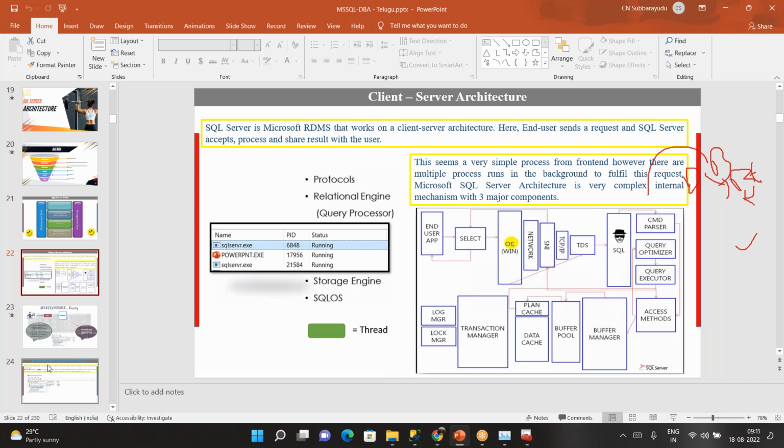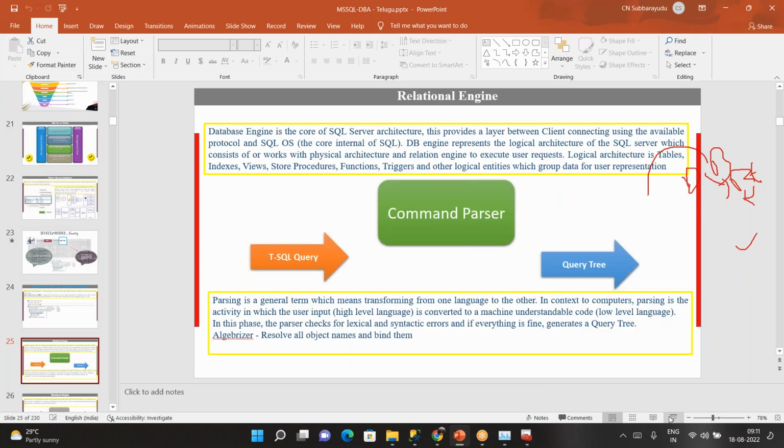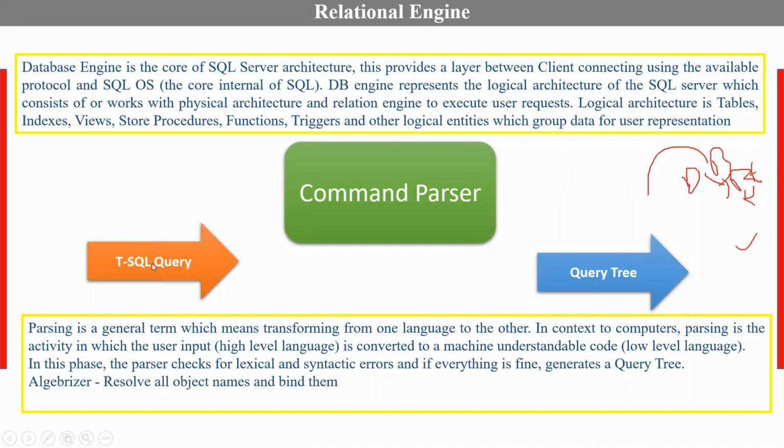Next, what will it do? Once it checks the syntax error, it will prepare the query tree, which is understandable for SQL Server. It will convert this high level language to low level language. Once your command parser parses your request, it converts the high level language to low level language by preparing the query tree.